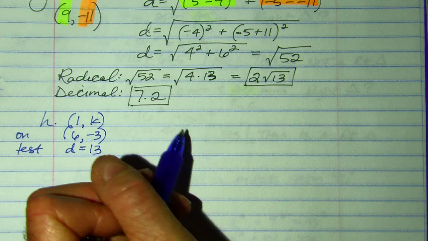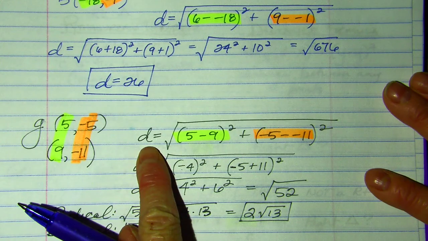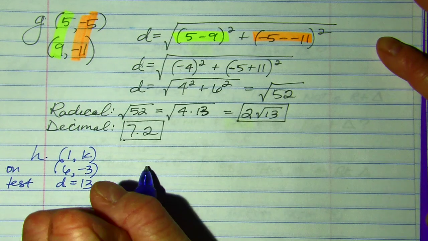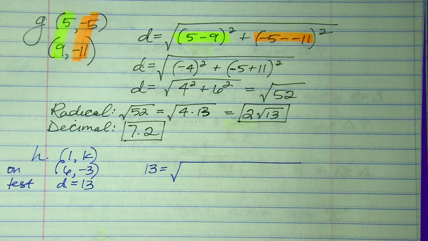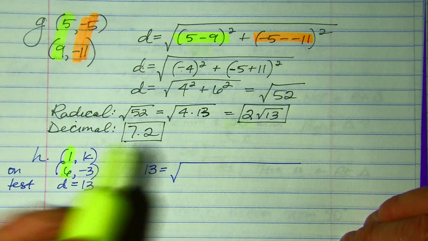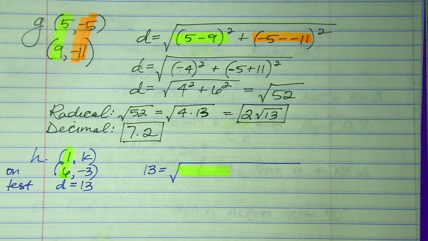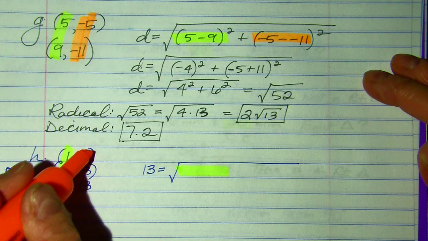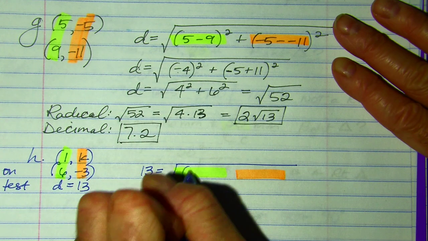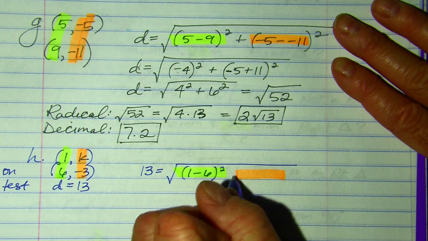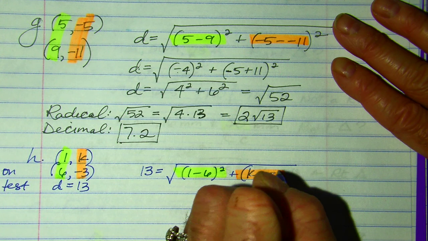So instead of writing d for distance, I'm simply going to write 13 equals the square root. The difference in my x values goes here. The difference in my y values goes here. So 1 minus 6 squared plus k minus a negative 3 squared.